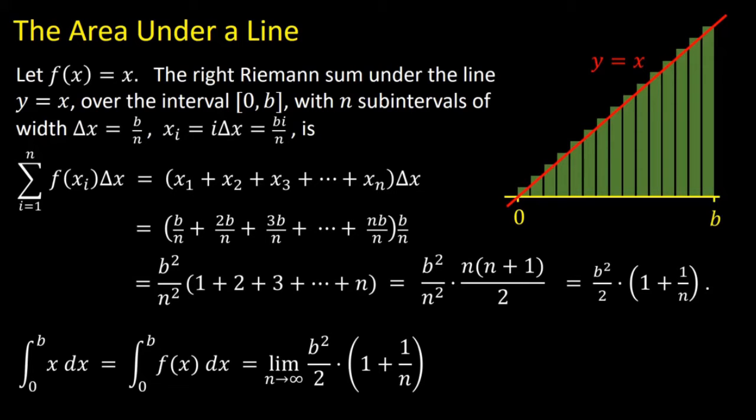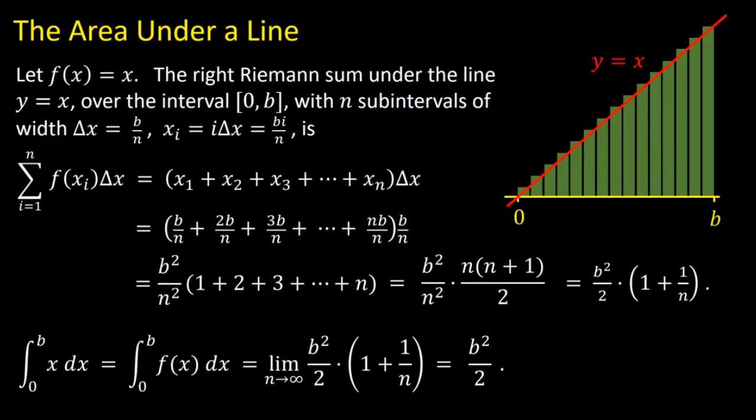And you know how to take this limit. It's elementary, and the answer is just b squared over 2, which you should already know. You can use the formula for the area of a triangle, or you can just say, well, it's half of a b by b square. So same thing, that'll give you this answer.